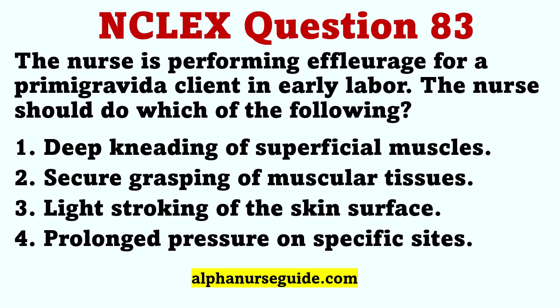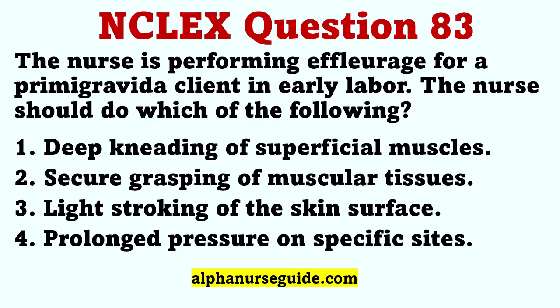The nurse is performing effleurage for a prima gravida client in early labor. The nurse should do which of the following? 1. Deep kneading of superficial muscles. 2. Secure grasping of muscular tissues. 3. Light stroking of the skin surface. 4. Prolonged pressure on specific sites.